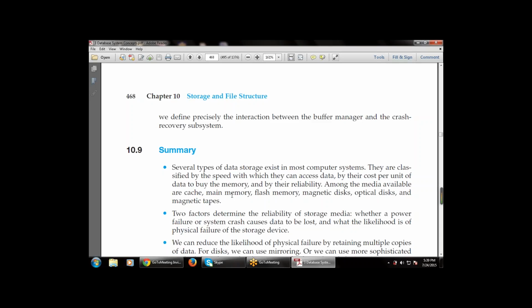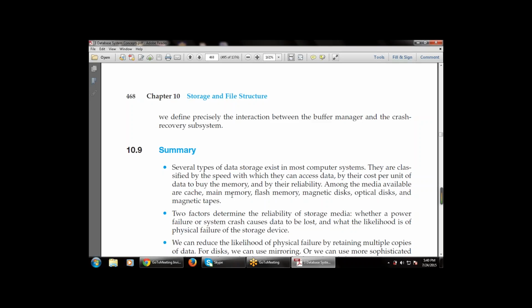So one of the factors is to check whether the stored data is lost when the power goes or when a power failure or system crash comes. The next factor is the likelihood of physical failure of the storage device. That is, what is the main reason for the physical failure of the storage device, and how does the physical storage fail?